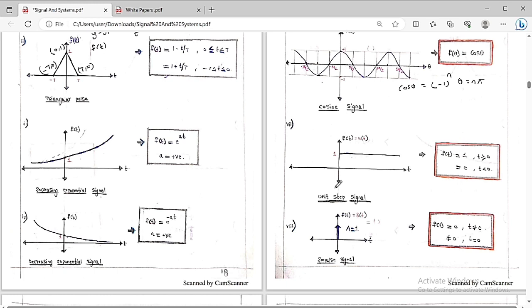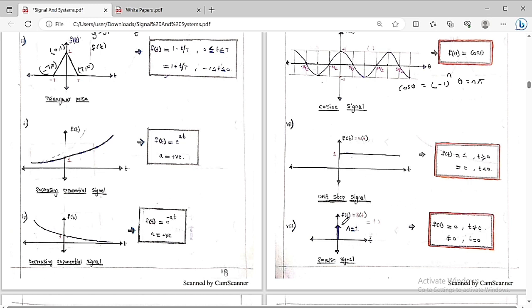So therefore we can say f of t is equal to u of t is a unit step signal. For t less than 0, its value is equal to 0. And for t greater than or equal to 0, its value is equal to 1. So mathematically I can write f of t is equal to 1 for t greater than or equal to 0, and it is equal to 0 for t less than 0. So this is a pictorial way of representing the unit step signal.